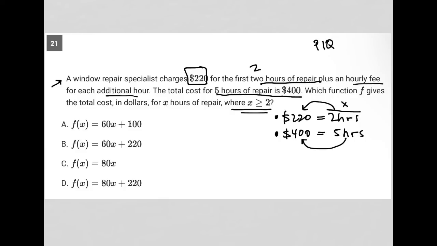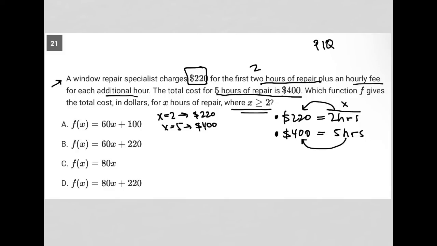What I mean by that is I should be able to just plug in x equals 2 and find the answer choice that provides me with 220 as my output. If there are multiple answers that do that, I should then be able to plug in x equals 5 and find the correct answer that gives me $400 for my output.